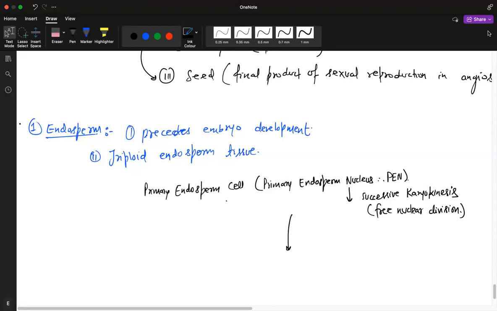But write down, the coconut water is a free nuclear endosperm. And Parker has a question, which is a very, very good question. What about the white part in the coconut? Yes. So that white part is where the cellular development starts.